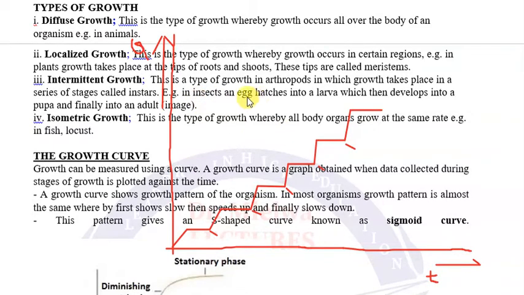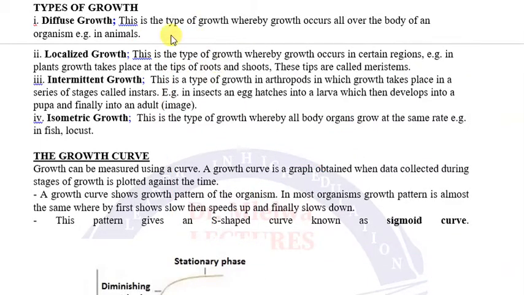So in an insect, an egg hatches into a larva, which then develops into a pupa and finally into an adult. Lakini hiyo adult mpaka anakuwa, kufika mpaka adult lazima undergo stages hizo hapo. Lazima undergo stages hapo. From there we have the isomeric growth.